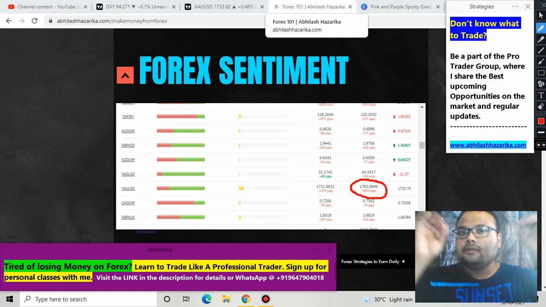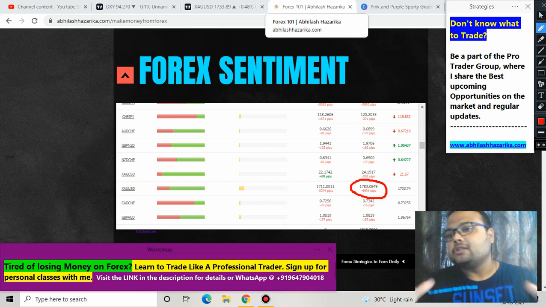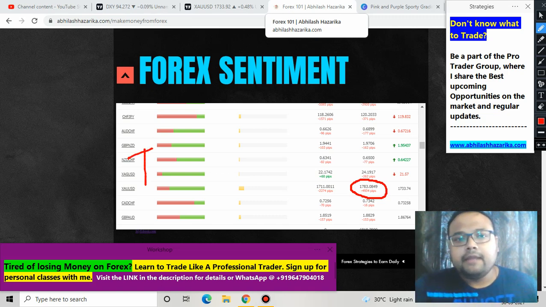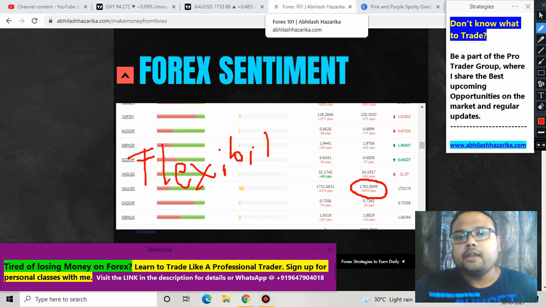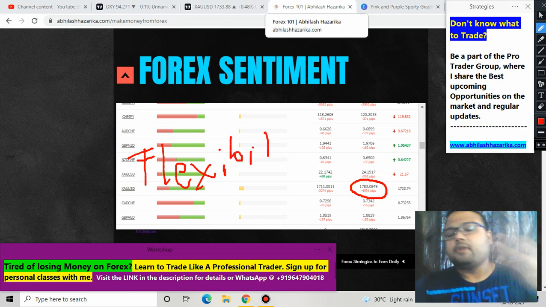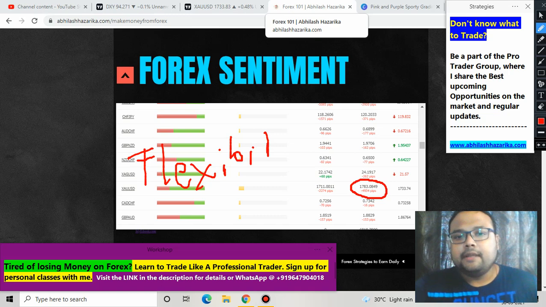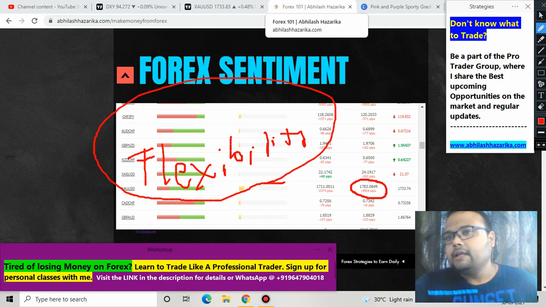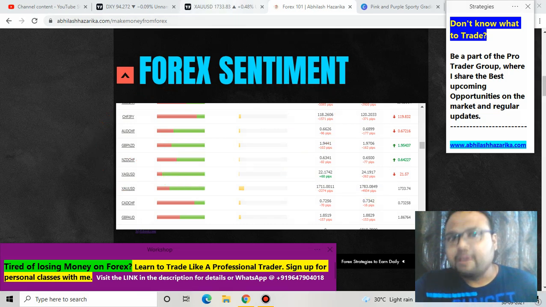So just imagine how much loss retail traders are in right now, and this is the main reason we make the losses, because we fail to follow the trend of the market. Just keep in mind that flexibility is very important. If you want to be a consistently profitable trader, then flexibility is extremely essential. If you are not flexible, then it is very hard to survive in the market.